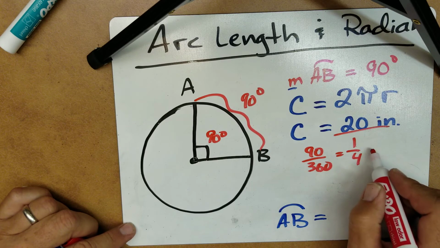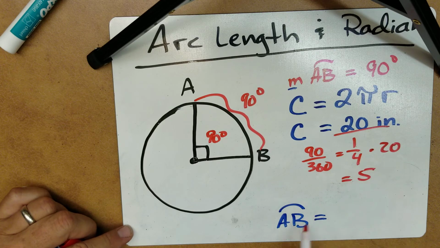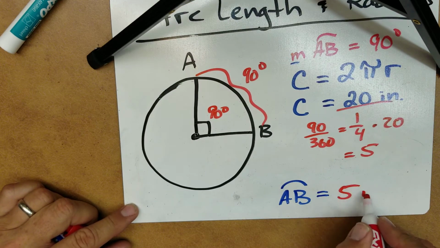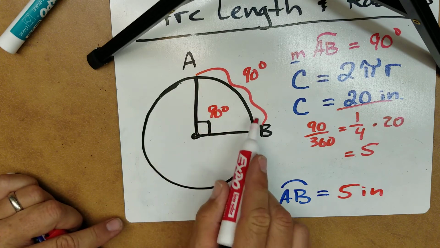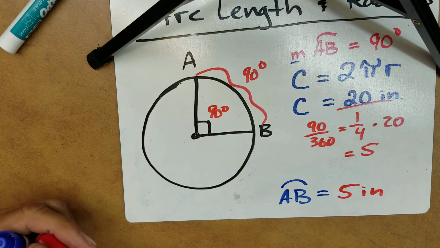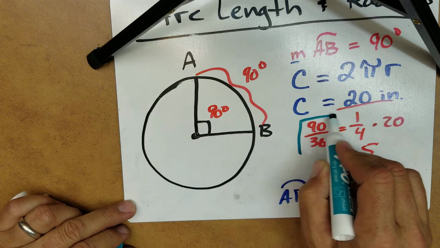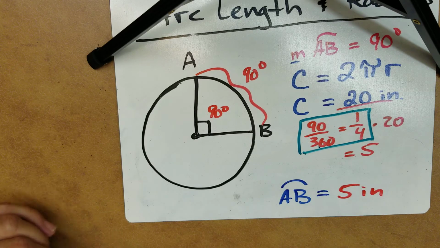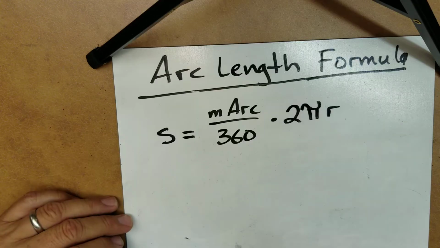So what is the arc length? Isn't it just 1/4 times 20, and isn't 1/4 of 20 equal to 5? So the arc length of arc AB is 5 inches. How did I get that? Well, it's just a quarter of the circle. If the whole circle is 20, 1/4 of it is 5. So the keys to this whole thing lie in this fraction right here. We're basically saying, what fraction of the circumference is it? So that's arc length. Let me show you the formula for that.